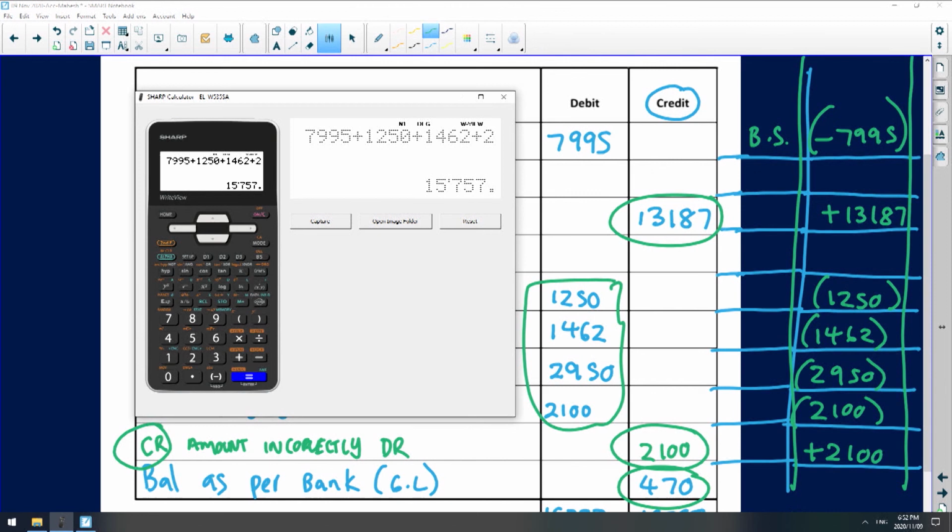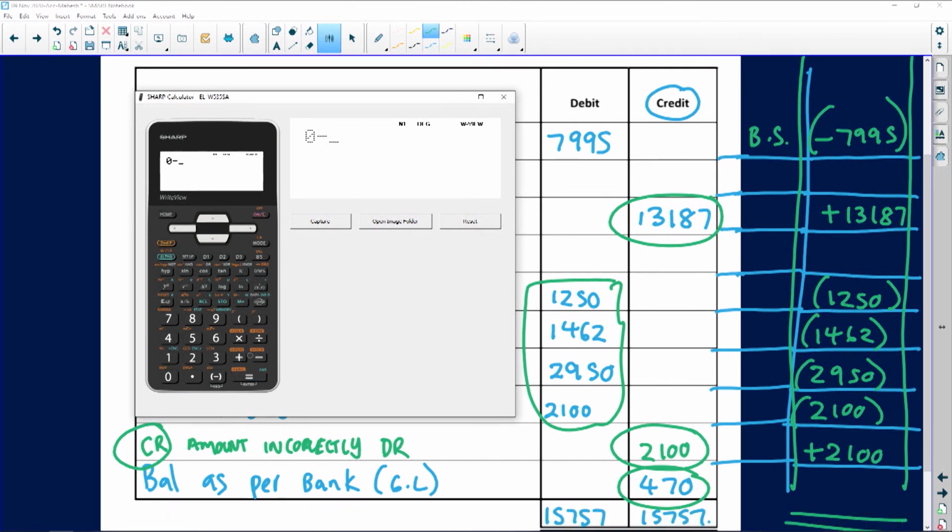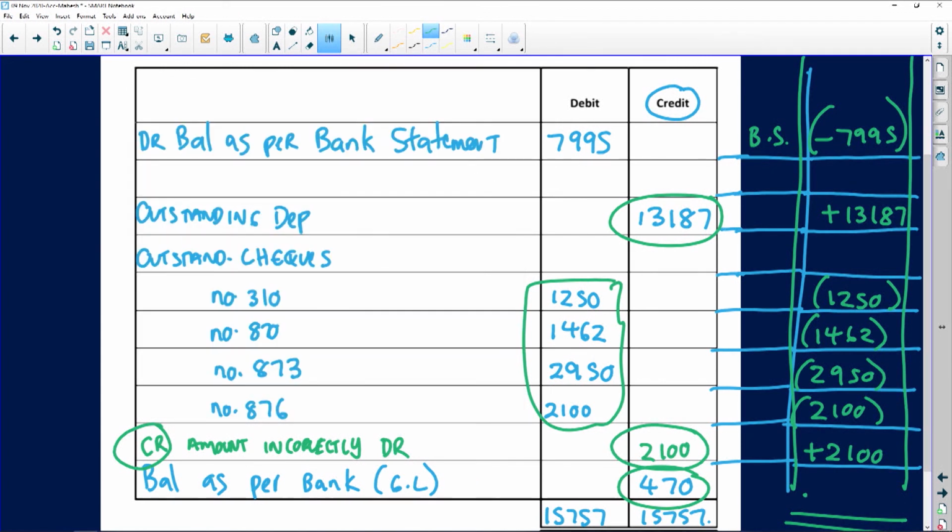I just want to move this up a bit. Okay, so remember, we're starting off with a negative 7,995. I want you guys to focus on this column that I've drawn at the side of the screen. Right, then I've got positive 13,187. Then I've got all my checks, which I have to subtract. So minus 1,250, minus 1,462, minus 2,950, minus 2,100, and then finally I'm obviously adding the 2,100. Right, and as you can see, I'm ending with my bank account a negative 470, which is the same amount that you would show.